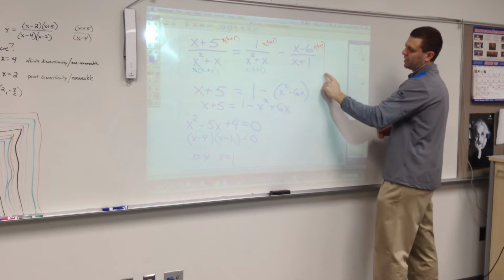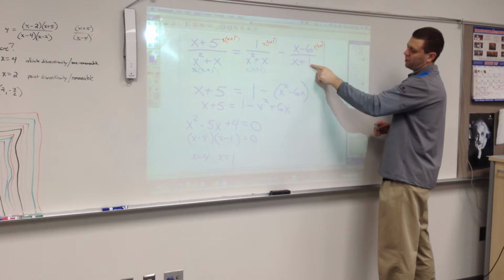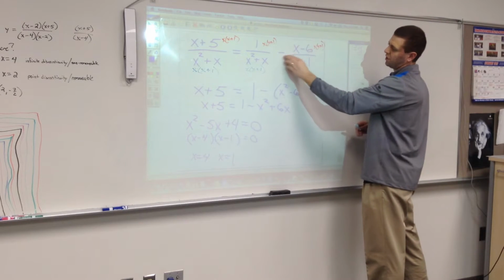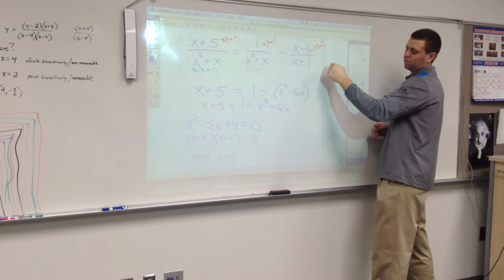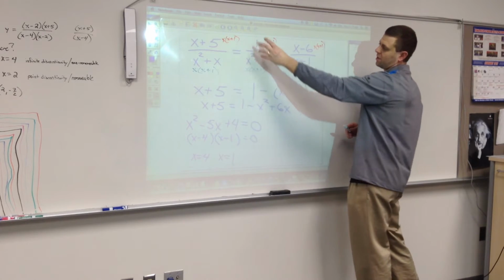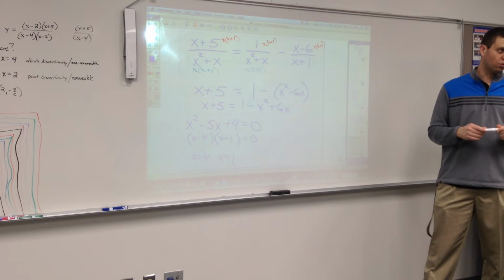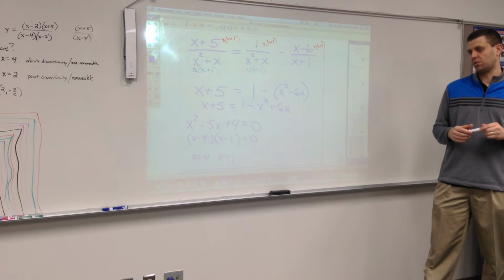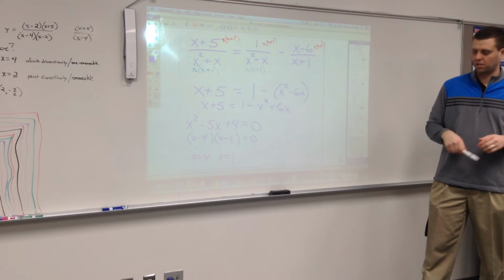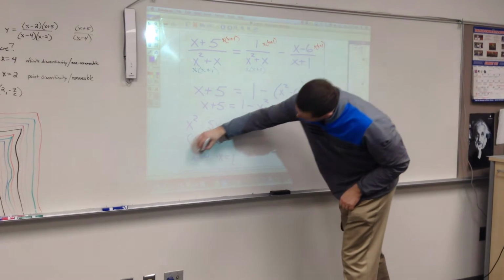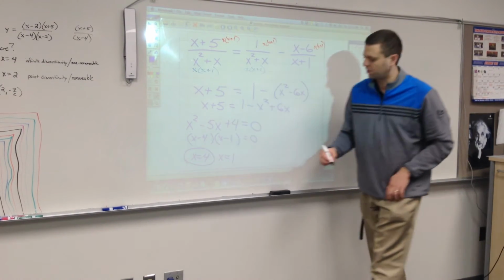4 minus 6 is negative 2. 4 plus 1 is 5, so I have negative 2/5, but subtracting a negative 2/5 would be like adding 2/5. So 1/20th plus 2/5. 1/20th plus 8/20 is 9/20, which is what we had on the other side. So 4 works. And you guys are probably going to use your calculator for a lot of that stuff.